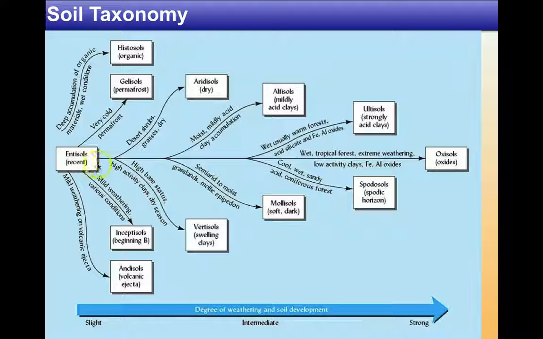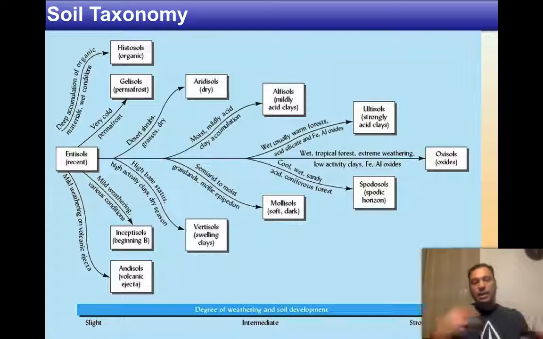Mollisols, this is kind of in the intermediate. These are usually in grasslands, semi-arid to moist. So it's right in the middle here. Alfisols, of course, the same thing. On the other side here, where it's mostly mildly acidic clay accumulation, right here. Okay, so you kind of get the idea how these arise from the development of diagenesis and the breakdown of igneous rocks and even metamorphic and sedimentary rocks to form soils.